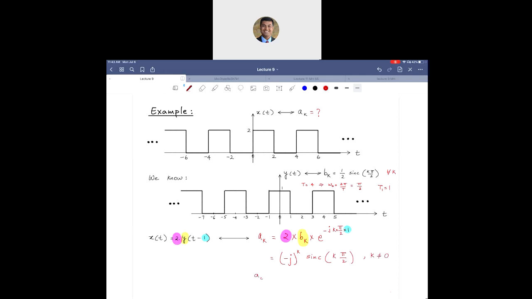And for k equals 0, let me just find that out. A sub 0 is going to be area divided by T. What is the area? 2 times 1 divided by, oh sorry, no, not 2 times 1. That's for y of t. For x of t, it is 2 times 2, 4 divided by T. T is also 4, so 1. That is for k equals 0.